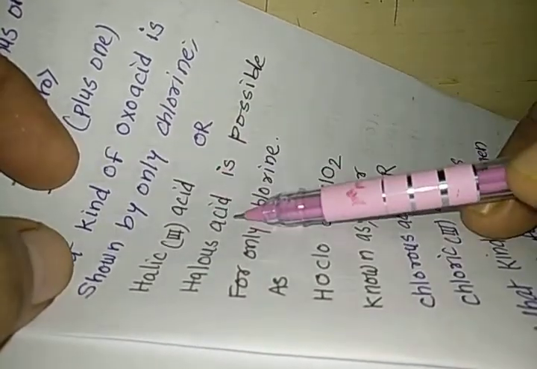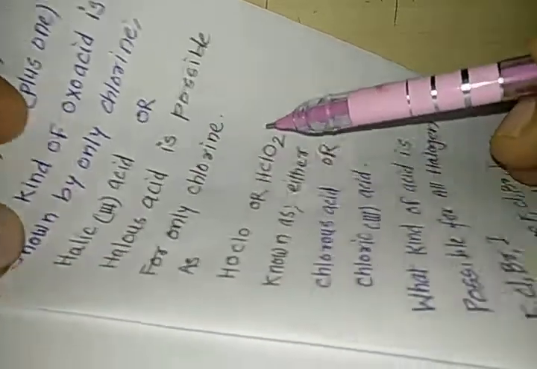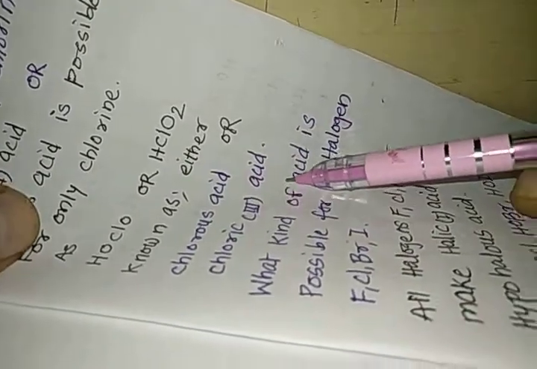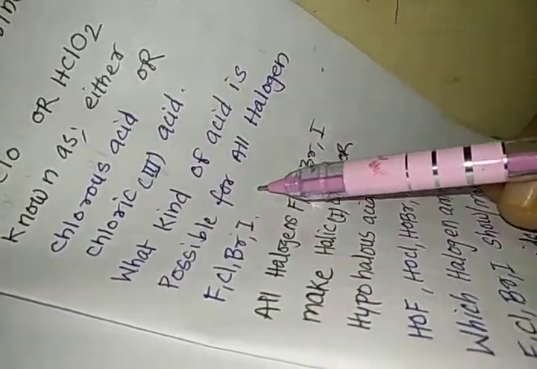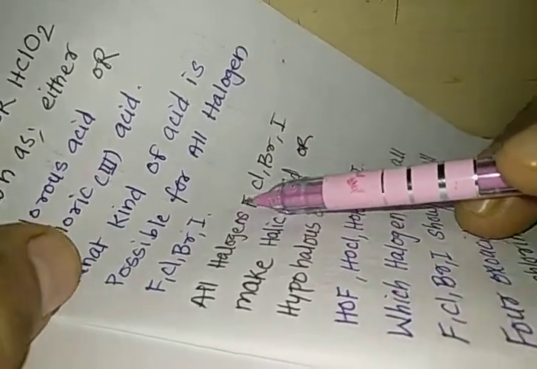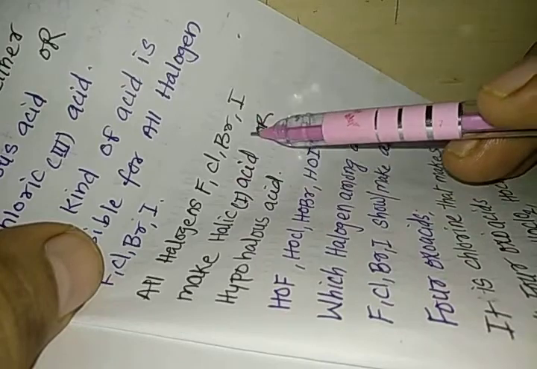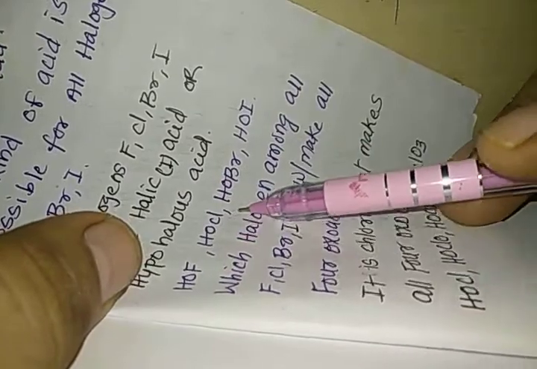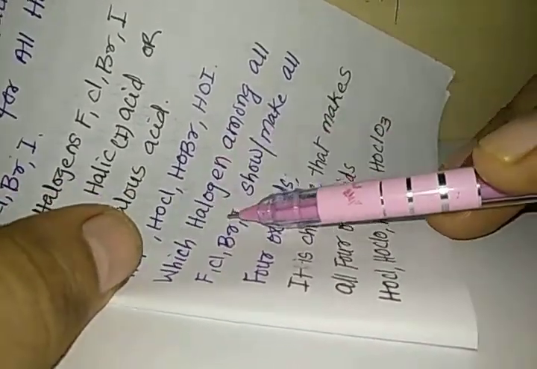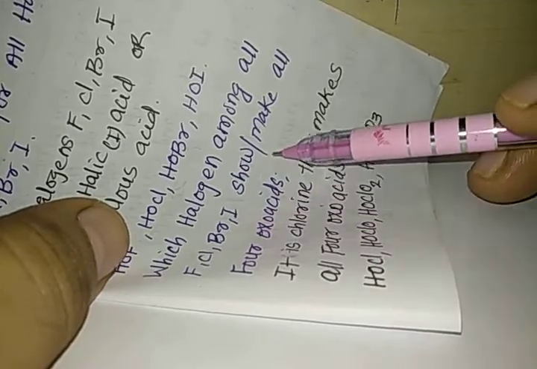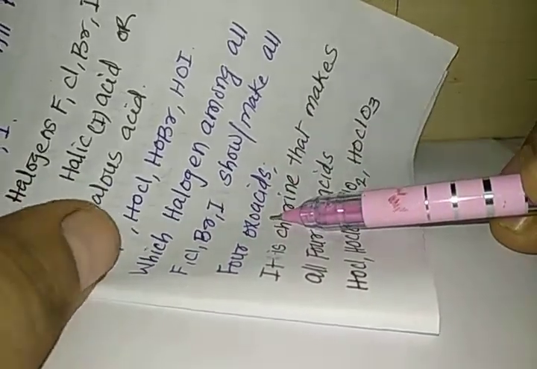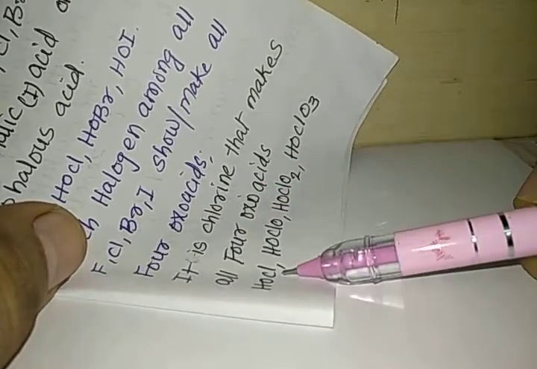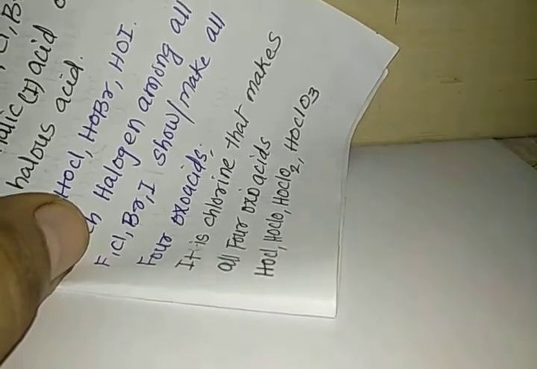What kind of oxoacid is shown only by chlorine? Halic(III) acid or halous acid is possible only for chlorine, as HOClO or HClO2, known as chlorous acid or chloric(III) acid. What kind of acid is possible for all halogens, fluorine, chlorine, bromine and iodine? All halogens make halic(I) acid, also known as hypohalous acid: HOF, HOCl, HOBr and HOI. Which halogen shows all four oxoacids? It is chlorine that makes all four oxoacids: HOCl, HOClO, HOClO2 and HOClO3.